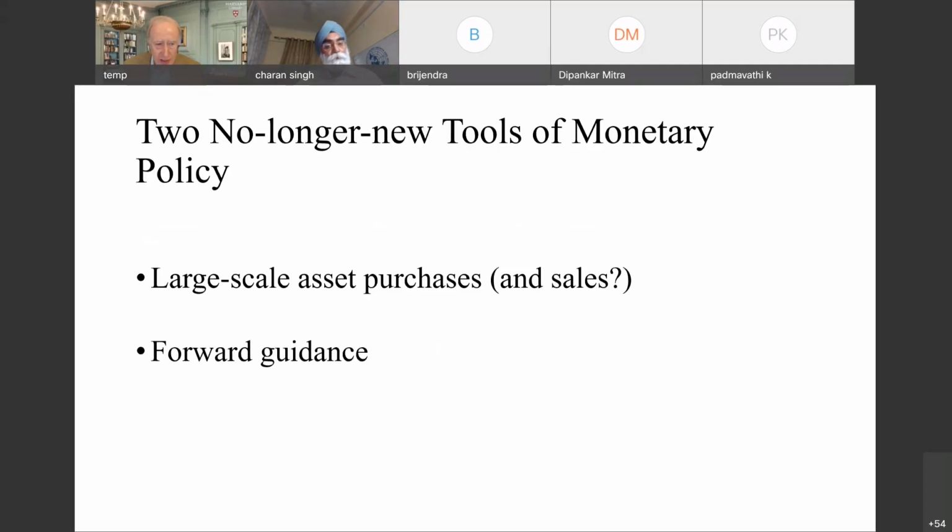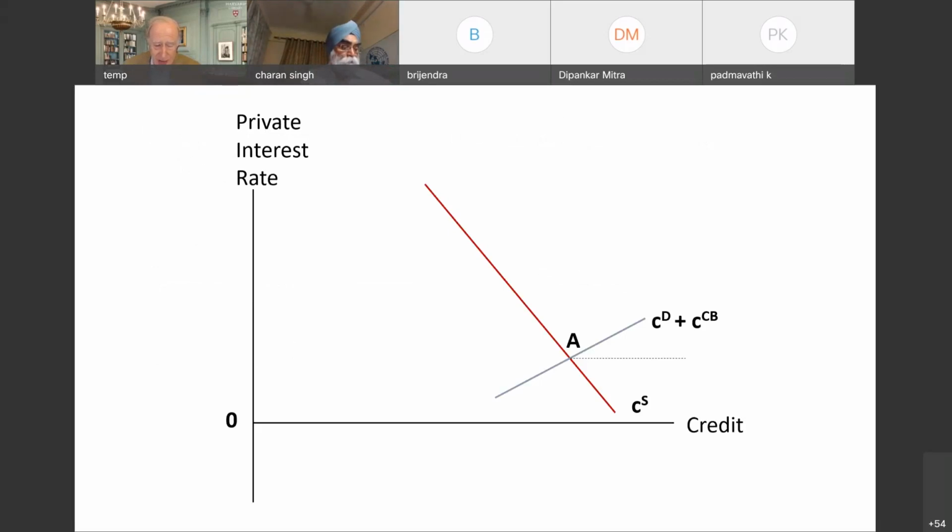Moving on, the second new tool that emerged for monetary policy in the wake of the financial crisis was forward guidance. Let me quickly distinguish how I think of forward guidance as distinct from the way in which I thought of large-scale asset purchases. The story begins in the same way. Here again is a supply-demand equilibrium in the market for private credit. Think of it as mortgages or corporate bonds.